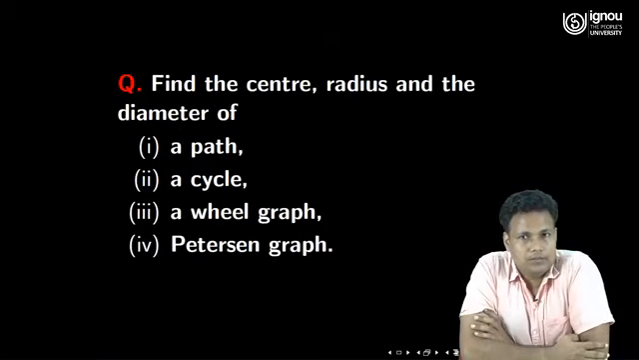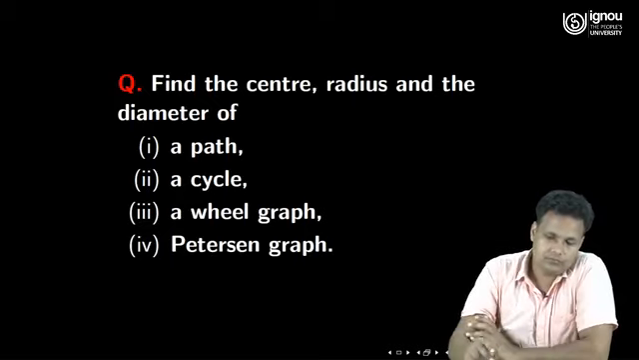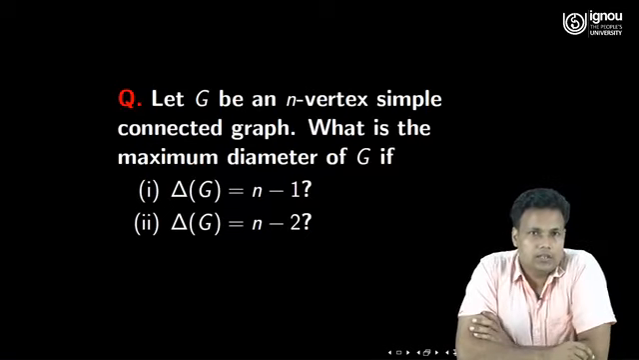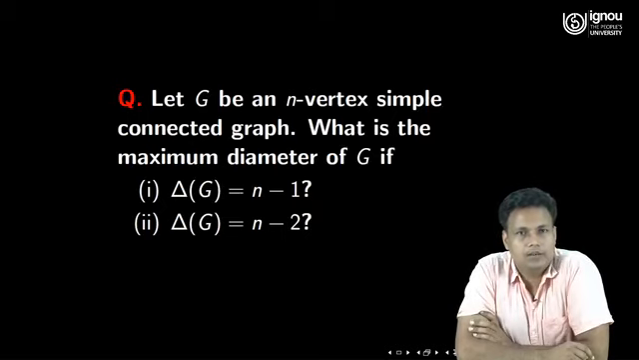Now I have some questions for you. Find the center, radius and diameter of a path, a cycle, a wheel graph and a Petersen graph. The next question is, let G be an n vertex simple connected graph. What is the maximum diameter of G if the maximum degree of G is n minus 1? In the second case, the maximum degree is n minus 2.